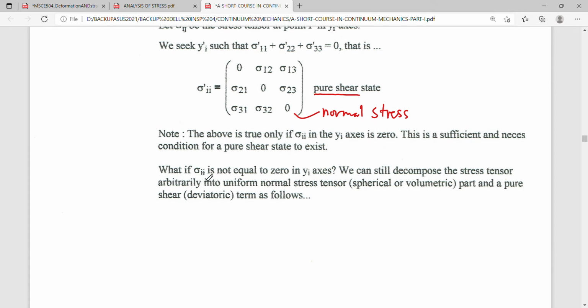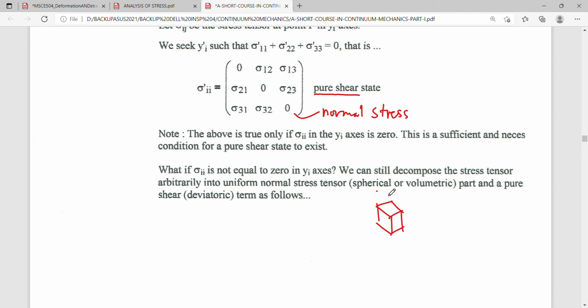So what if this is not equal to zero in the y-i axis? We can still decompose the stress tensor arbitrarily into a uniform normal stress, which you call the spherical or volumetric part, and a pure shear or the deviatoric term as follows. So we now have another term used here. When you say spherical and volumetric, these are the components upon which your continuum will experience what you call a change in volume.